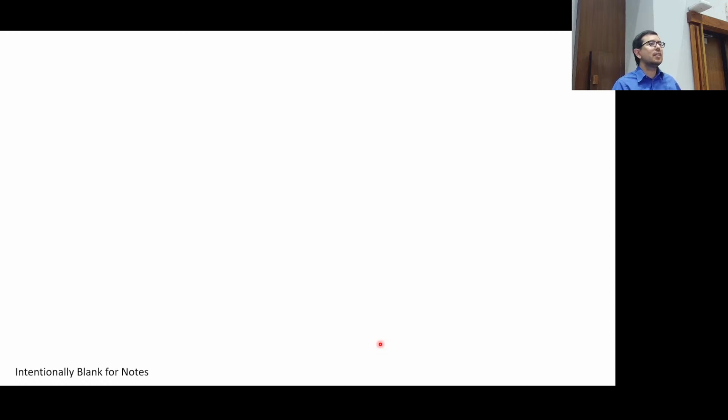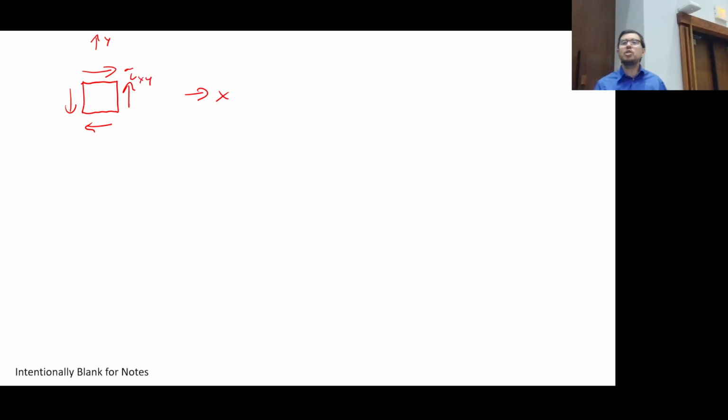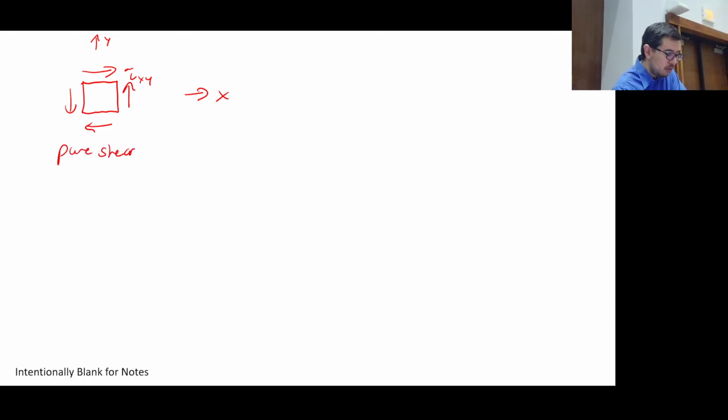Anyone remember? So we have a state of, recollection time, right? So let's say that you have a state of, and this is x, this is y, those are not stresses. This is tau xy. So that's a state of pure shear, right? Any recollection on how to figure out what the principal stress is here? So if this is pure shear, which is a state of maximum in-plane shear stress.